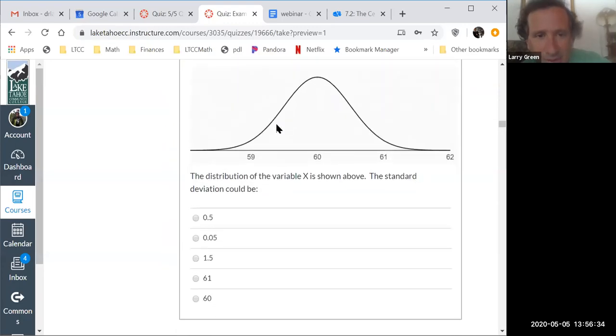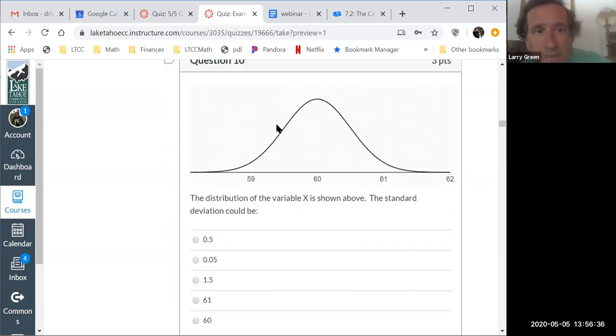Okay, now let's take some more. The distribution of the variable x is shown above. The standard deviation could be, okay, 0.5, 0.05, 1.5, 61, or 60. What could be the standard deviation?